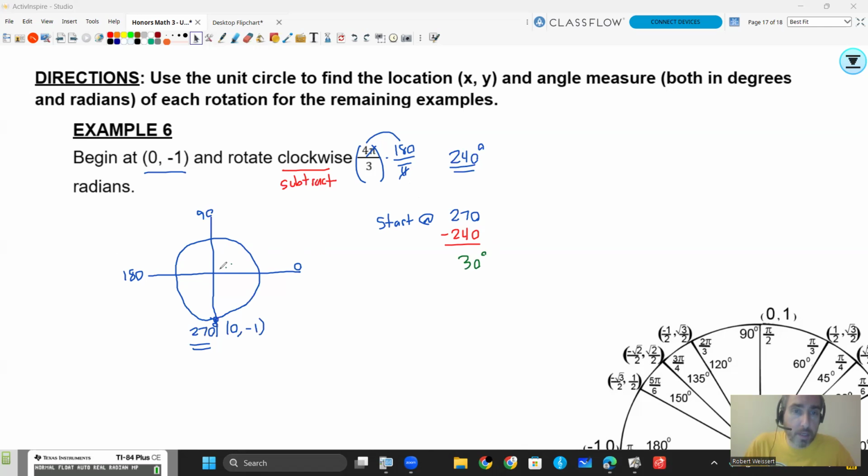Well, 30 degrees is going to be closer to 0 than it is 90. So the x value is going to be the square root of 3/2, and the y value is going to be 1/2. Both of them are going to be positive because we're in quadrant 1.